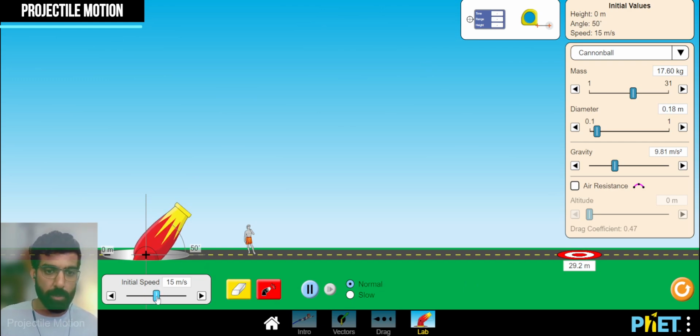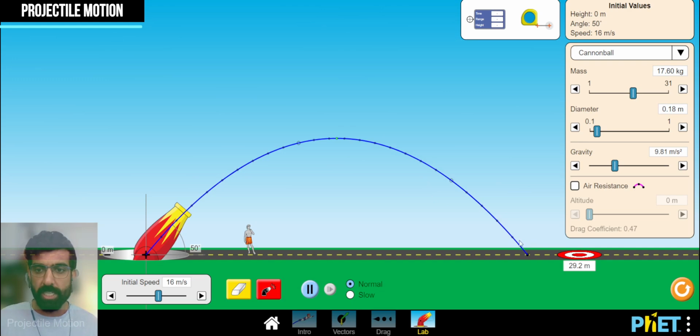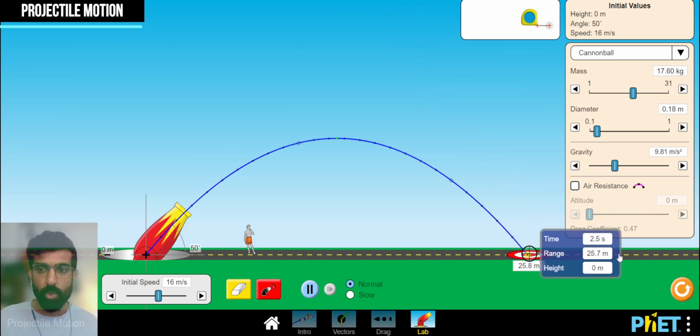Let us project a cannonball from a cannon at an angle of 50 degrees with an initial speed of 16 meters per second. When we fire, this projectile reaches a certain point on the ground. So it has reached approximately 25.8 meters from the initial point of projection. That is your horizontal range. When we talk about the time, it took 2.5 seconds to reach this point. Therefore, the time of flight is 2.5 seconds. The range is 25.7 and the height at this instant is 0.